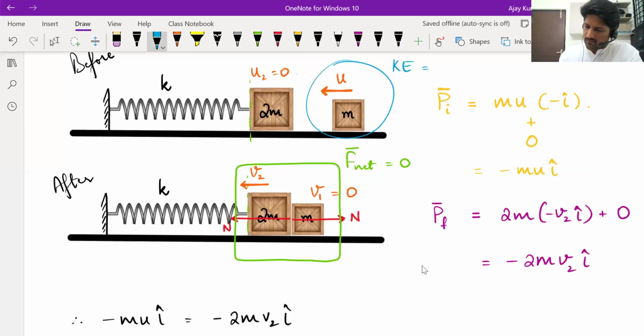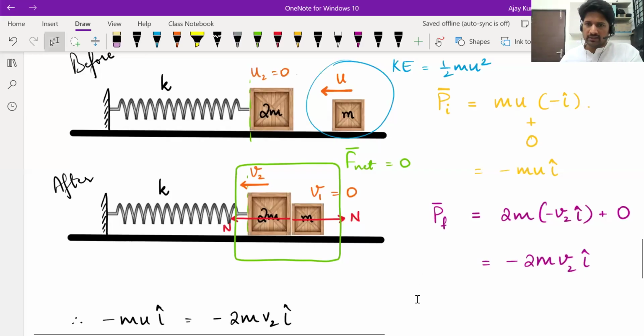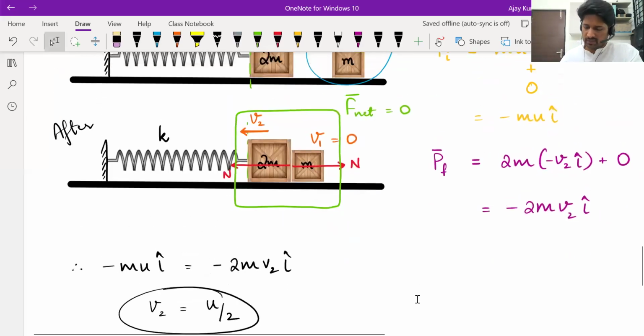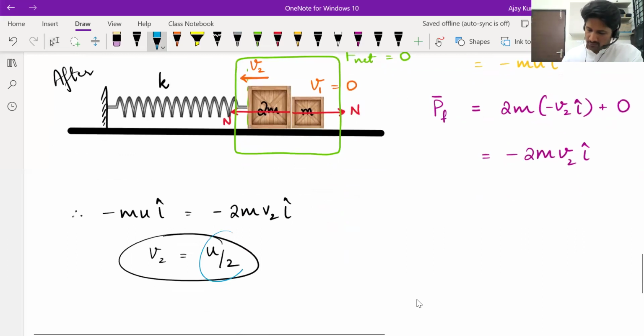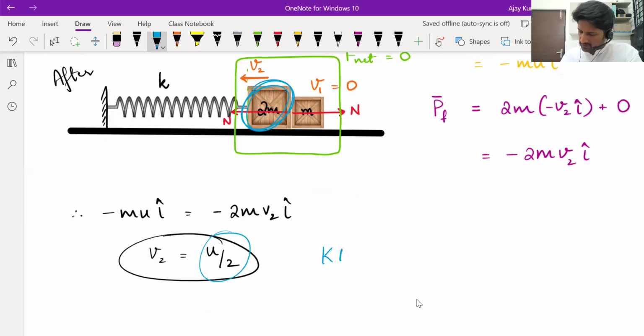Half mu square, sir. Direct formula, half mu square. Finally, it loses all that kinetic energy and it goes to 2m. We know the speed with which 2m is moving and the mass is 2m itself. So Rishi, tell me, how much is the kinetic energy of 2m after collision?